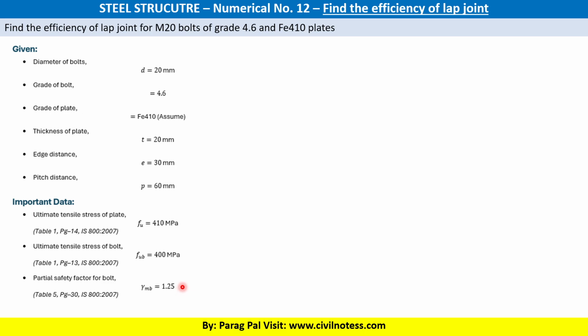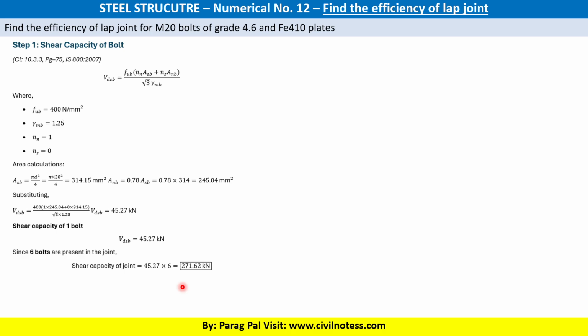That's the basic data. Now let's jump into step 1, to calculate the shear capacity of the bolt. To calculate it, Vdsb equals the formula fub upon root 3 into gamma mb, multiplied by (nn into Asb plus ns into Anb). Using this formula we can calculate the shear capacity of the bolt. We have fub, we have gamma mb, and nn is one, ns equals 0 because we are not doing the shear.